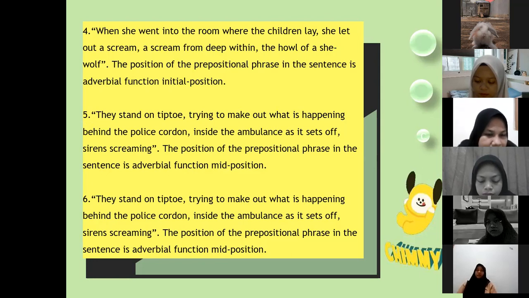Sixth, "They stand on tiptoe, trying to make out what is happening behind the police cordon inside the ambulance as it sets off, sirens screaming." The position of the prepositional phrase in the sentence is adverbial function, mid-position.